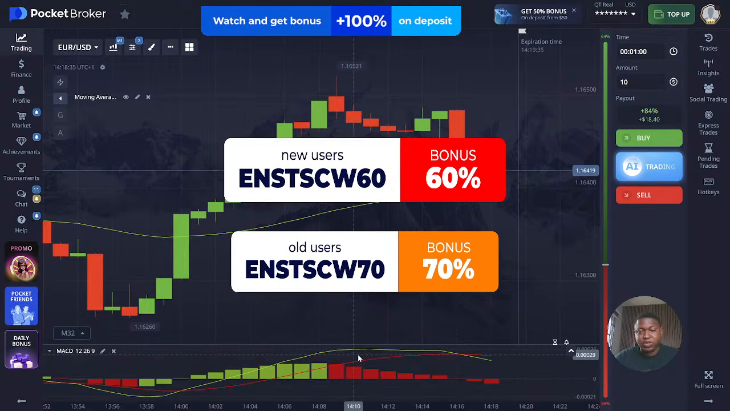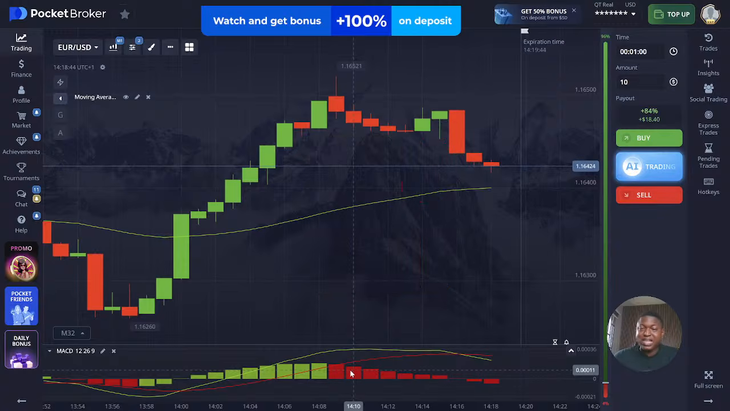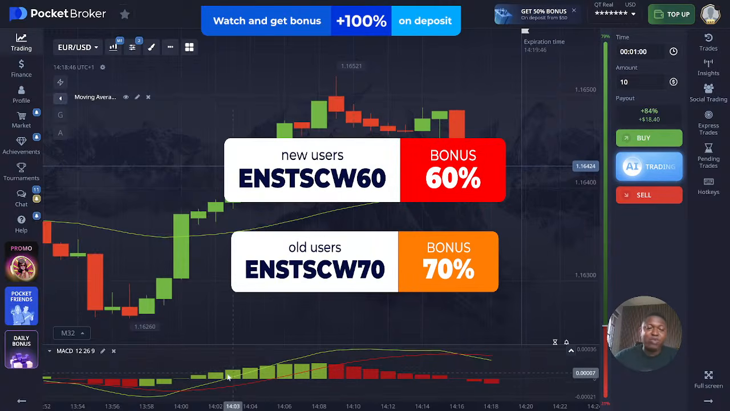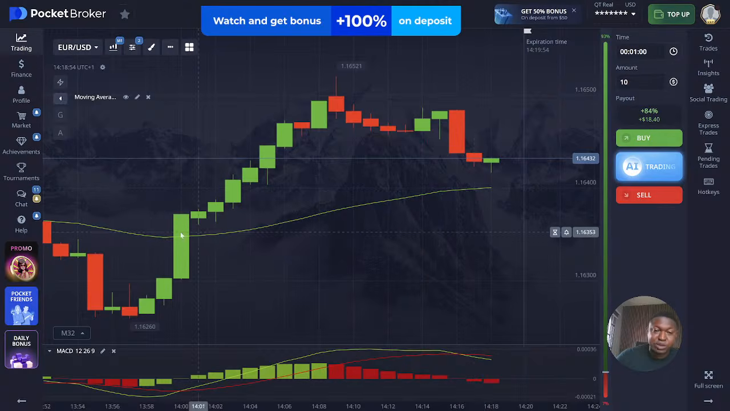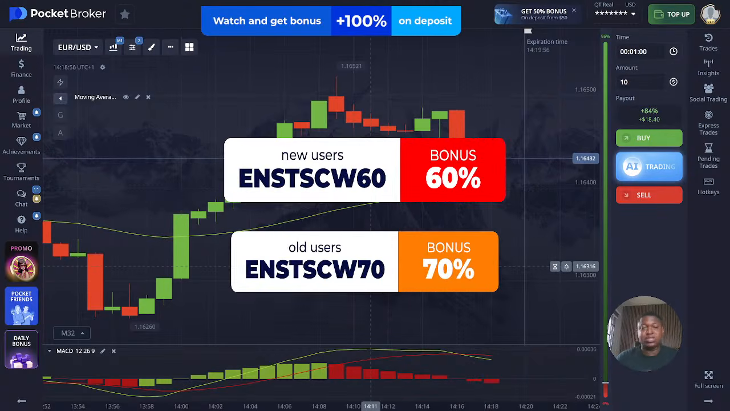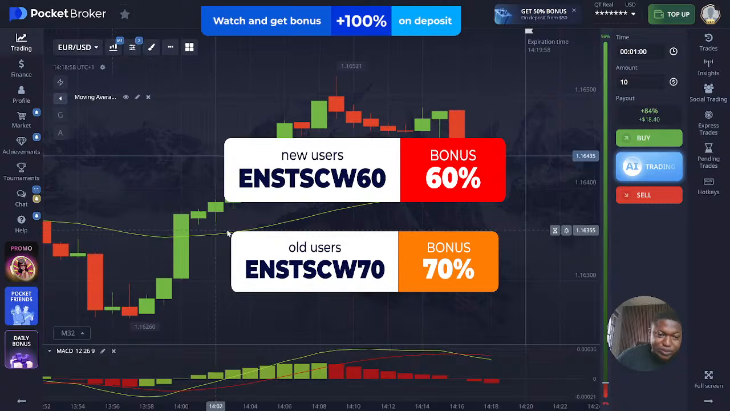Now, as I said before the cross, if you have one red MACD bar and there's another one, then you can quickly predict that the market is going down. If you have one green bar and there's another green bar, you can quickly predict that the market is going up. So this is how we trade most times while we are waiting for confirmation. But if you don't want to trade like this, just simply wait for the confirmation.